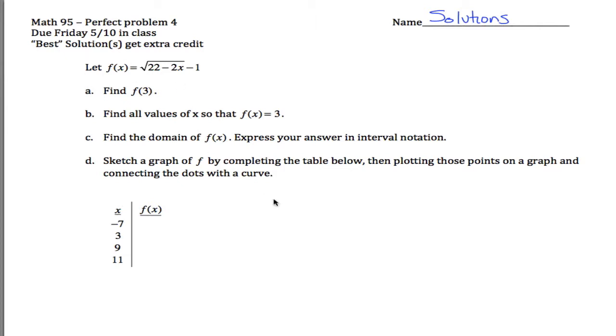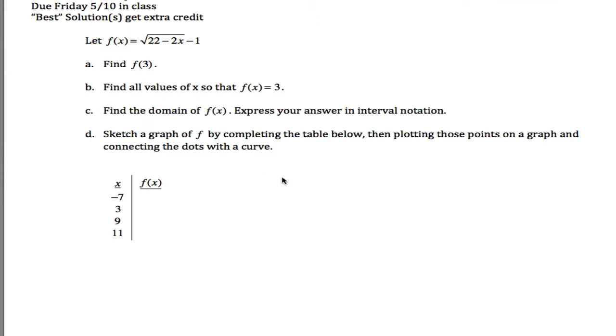Right, solutions to problem 4 from Math 95. We're given this function here, f of x. It has to do a bunch of things. So first we want to find f of 3. To figure out f of 3, you can look at this function and just replace all the x's with 3's.